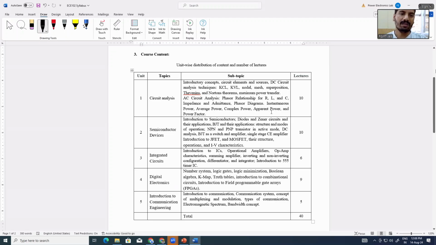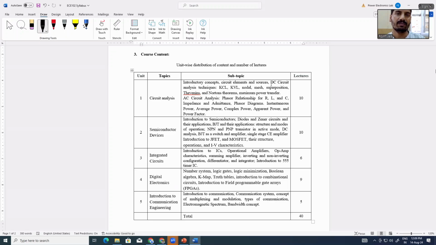In unit 1, you can see the topic is circuit analysis. Firstly, we will study the basic circuit concepts, where the introductory concepts are circuit elements and sources, meaning what circuit elements there are and what sources are available. You already studied this in your 11th and 12th class also. Can you tell me what circuit elements are available? Anyone?